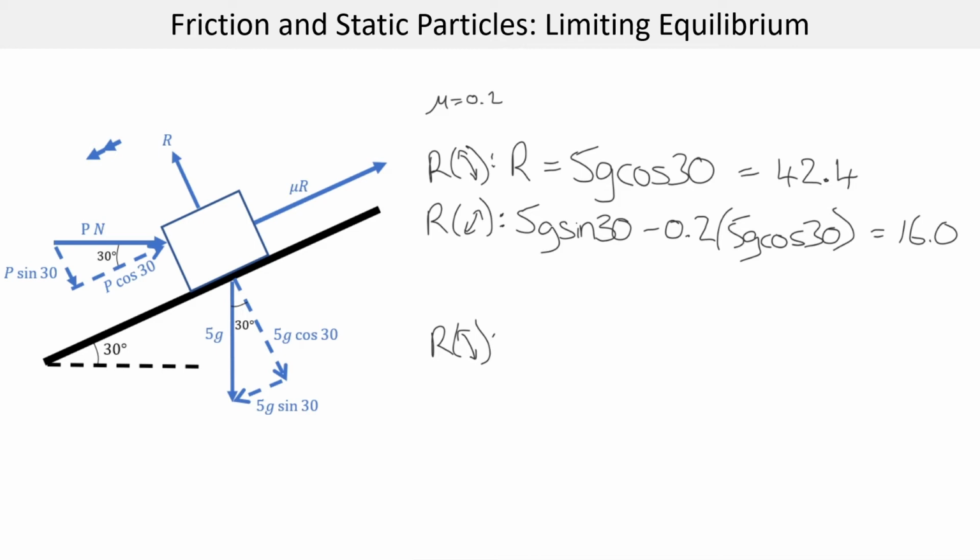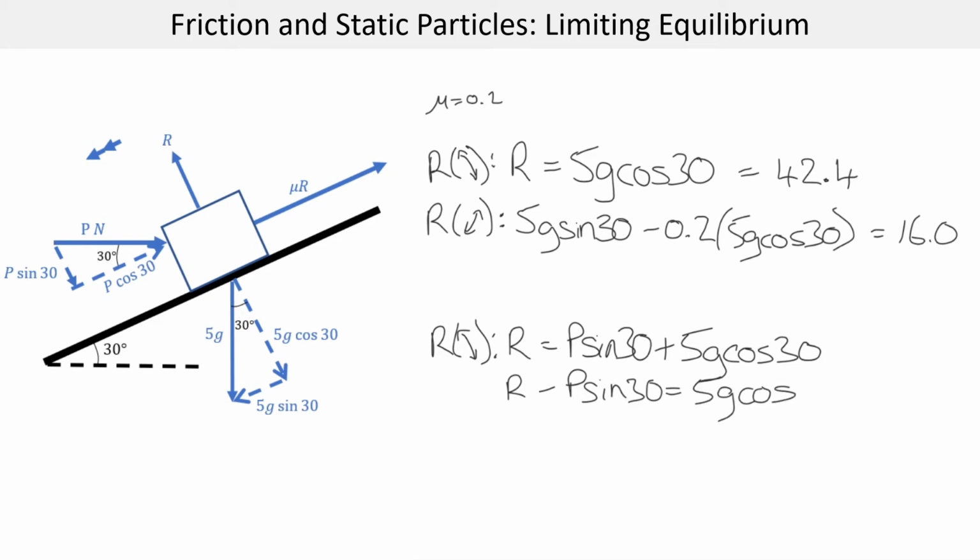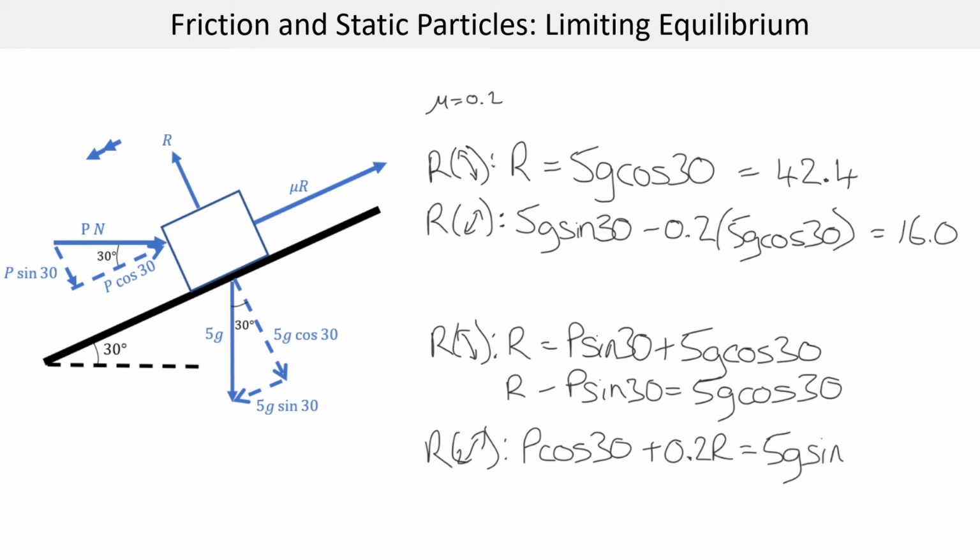This force P is going to change the value of R, so I'm going to recalculate that. So resolving perpendicular, R equals P sine 30 plus 5g cosine 30. I'm just going to rearrange that into the form of a simultaneous equation. R minus P sine 30 equals 5g cosine 30. So now resolving in the direction of motion, resolving parallel to the inclined plane. Let's take all the forces up the slope should equal all the forces down the slope. So P cosine 30 plus the maximum friction, so 0.2 R, should equal 5g sine 30.